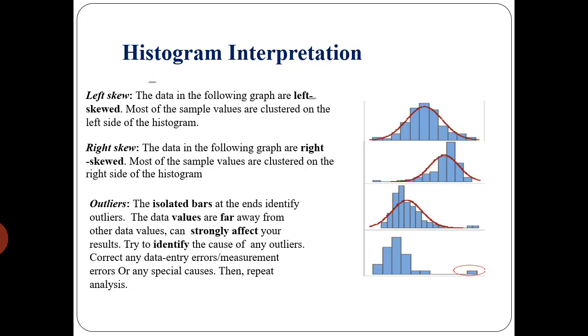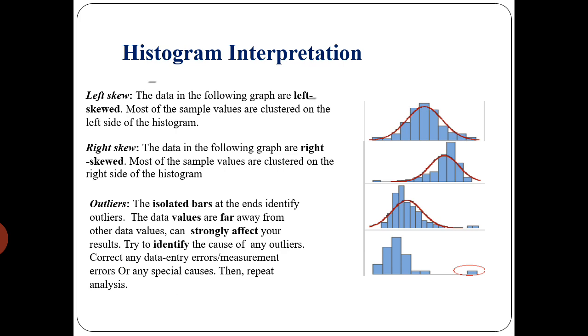Interpretation of the histogram: you can see there are three curves here. The first one is the bell curve, which is centrally tendenced, so on both sides we can see an equal distribution of the data in the form of bars. The second one represents the right side, so the right side data is more distributed. The third one is the left side distribution of the data. And the last one, you can see one small bar which is outside of the continuous bars.